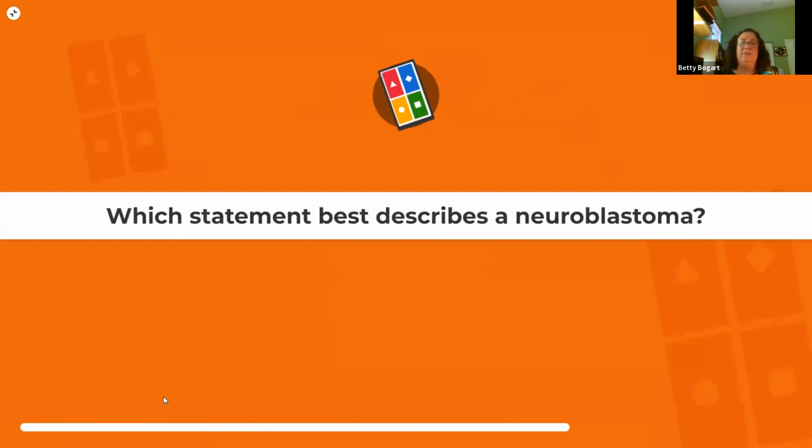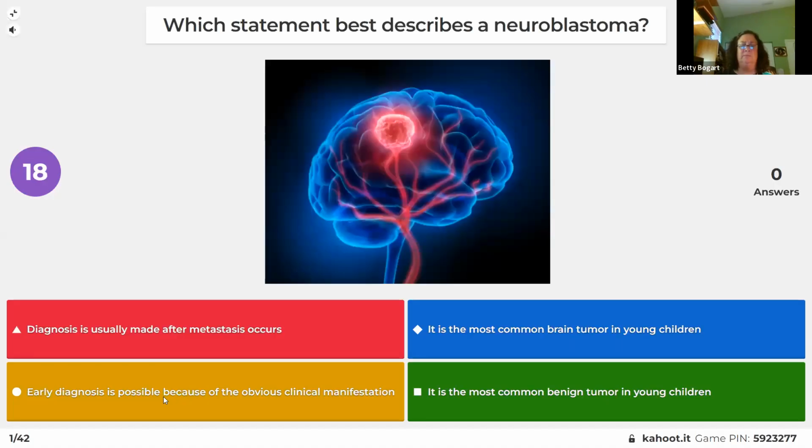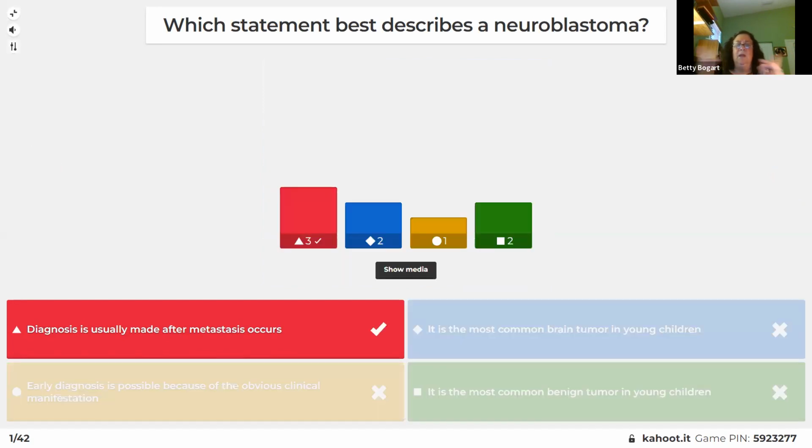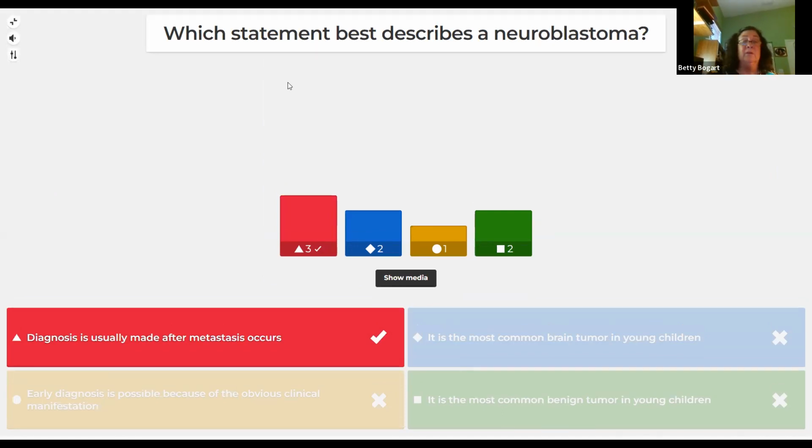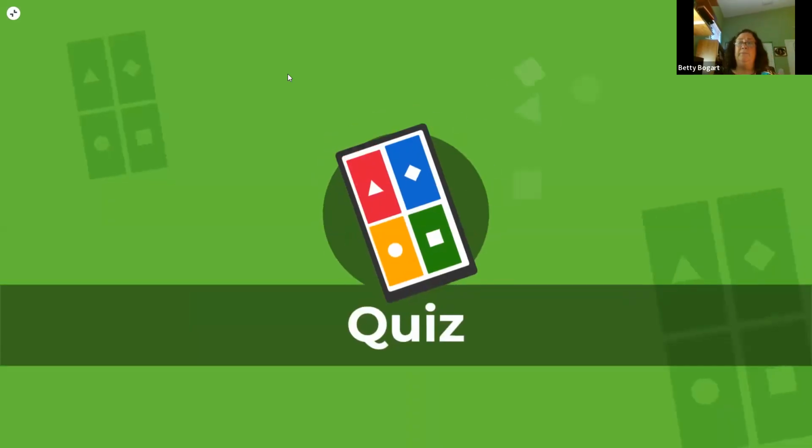Which statement best describes a neuroblastoma? Remember the picture of that little baby with that big belly? What did I tell you about that big belly and that tumor? It's big, and it crosses the midline, and then we find it and go, ooh. And neuroblastoma has usually already metastasized by the time we even go and look. So it's a difficult diagnosis.